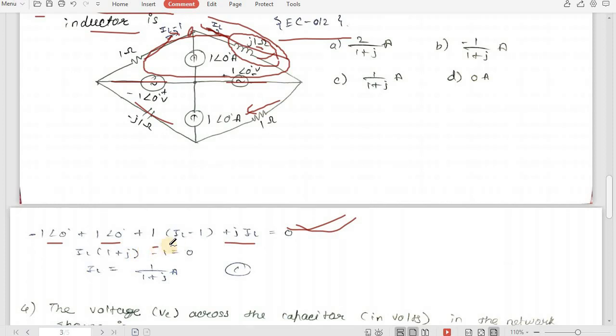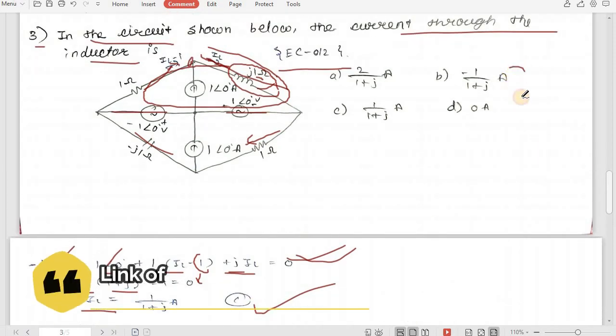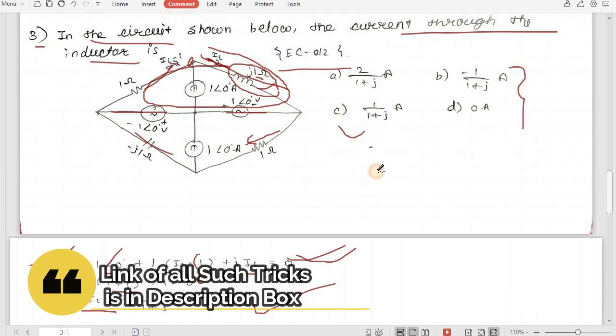Now if we try to simplify it and get IL on one side, we will get IL times (1 plus J). Here you can see this term got cancelled, and we have only this. If we take it to the other side, it will be equal to 1. So we will get IL equals 1 upon 1 plus J ampere. So this is the answer. Now if you compare with the options, you can see C is the correct answer.